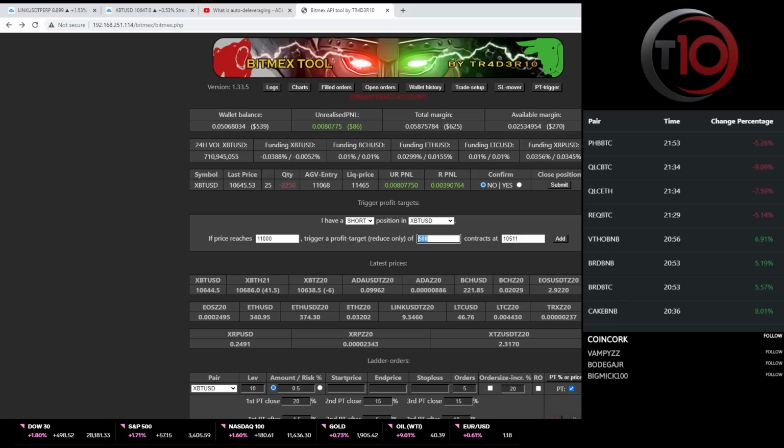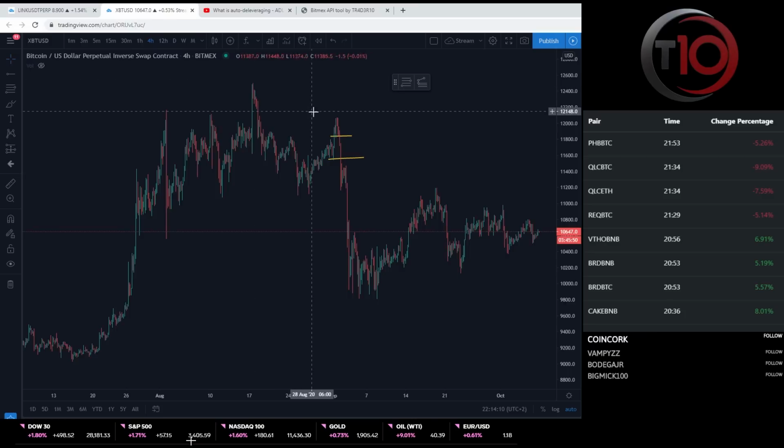What you can do, let's say you don't want to use a tool like this. Let's say you have an entry here at 11,068. What you can do, because if this order wasn't filled yet, you can do 68.5. So if price goes 50 cents above, then trigger this reduce only stop limit, and the profit target should be here. Yeah, okay. This was a bit of a bad explanation, but that's okay. Any more charts?